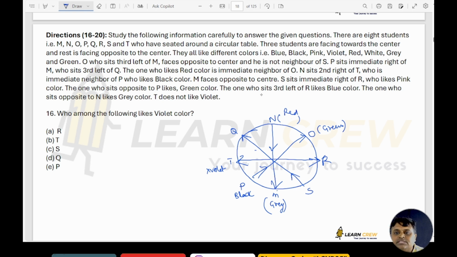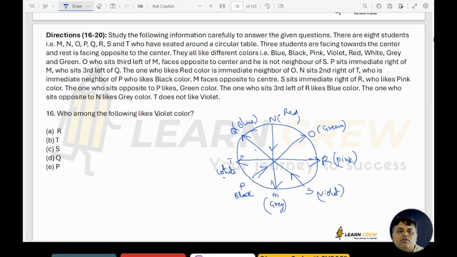Now, what is given? The one who sits third to left of R. Third to left of R means first left, second left, third left. It is blue color. And it is pink. And the remaining colors are violet and white. It is not violet means it is violet. And the only remaining color left over is white. So T is white. This is the final arrangement.